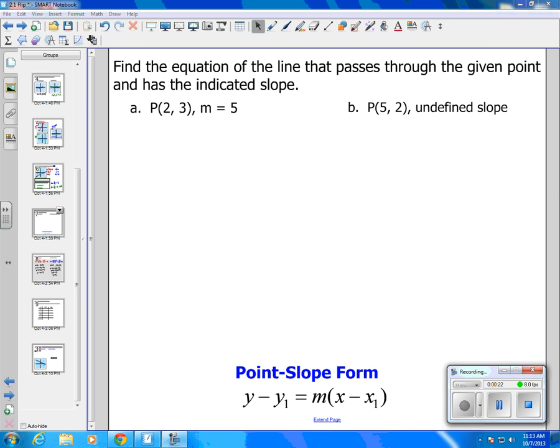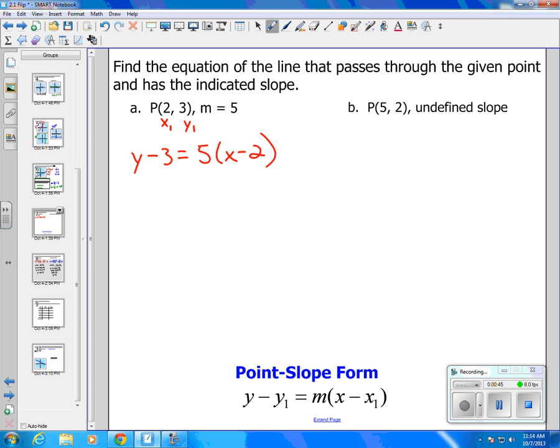So that is an indicator for you that you are going to utilize point-slope form, which is listed at the bottom of this page. So all we have to do is plug in our values. The 2 in this case would be my value of x sub 1. The 3 would be y sub 1. So we're just going to go y minus 3 equals 5 times x minus 2.